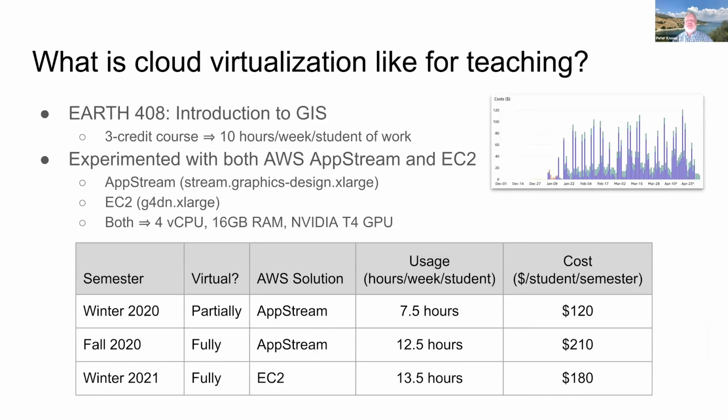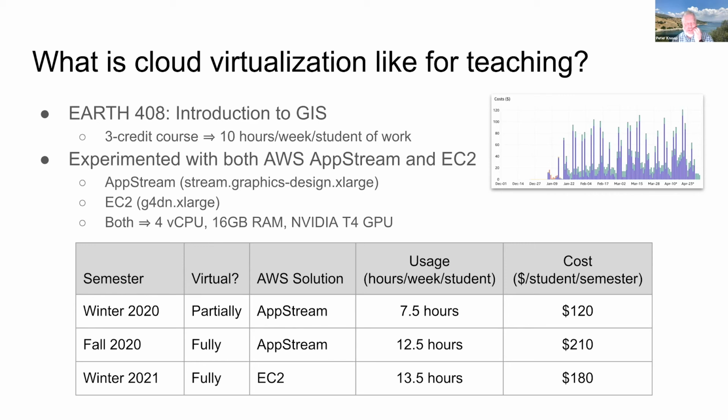So what is cloud virtualization like for teaching? I'm going to talk about one specific use case here, Earth 408. This is your typical introductory GIS course, 3 credits. Means you'd expect about 10 hours per week of student work on the computers. And we experimented with both AWS and AppStream. And I will say this wasn't very much a planned out experiment. Like a lot of things, the pandemic played a role here.